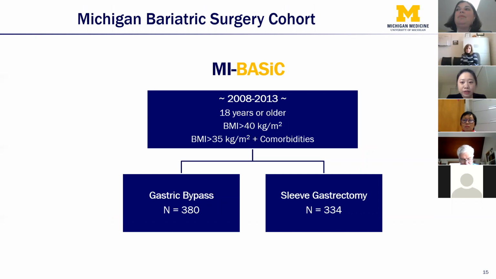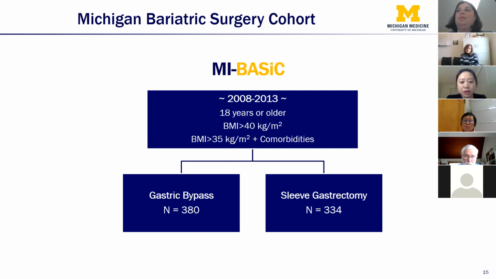So to answer this question, we performed a retrospective study by analyzing the data from a bariatric surgery cohort at University of Michigan, followed for at least 5 years. All patients undergoing bariatric surgery from 2008 and 2013 were included in our cohort. During this time, adults with a BMI over 40 or a BMI over 35 with comorbidities could undergo bariatric surgery. And patients undergoing both Roux-en-Y gastric bypass and sleeve gastrectomy were enrolled in our cohort.